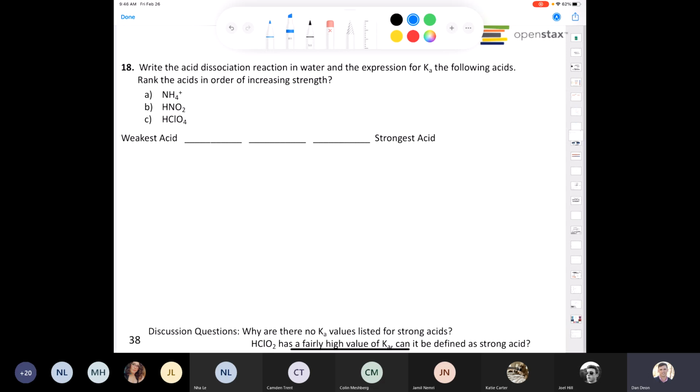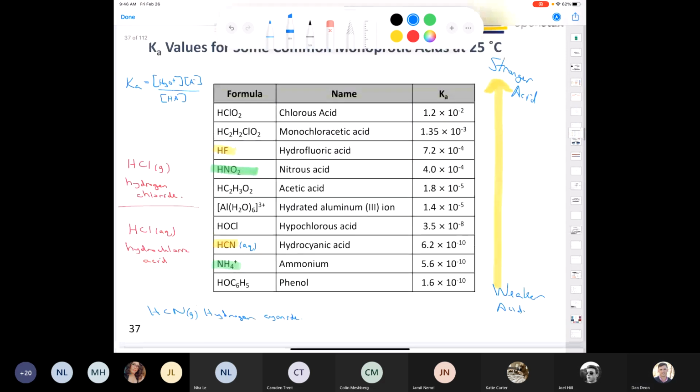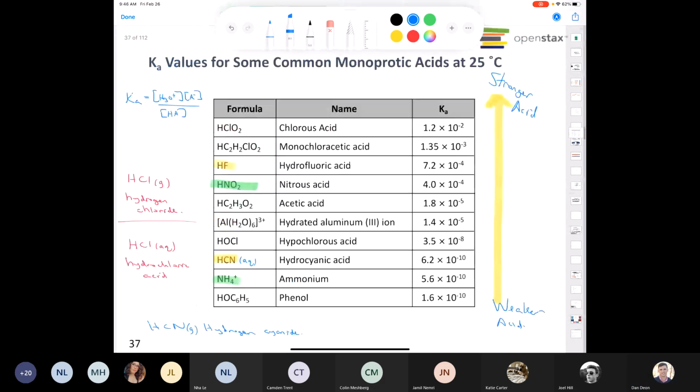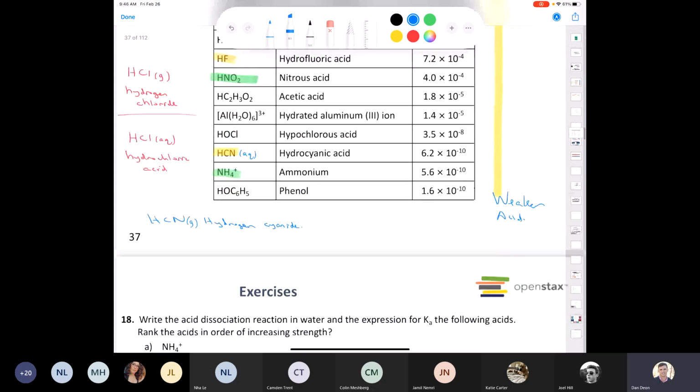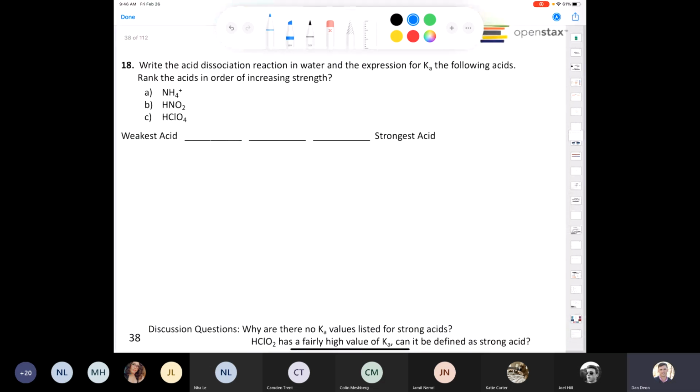So for the ammonium ion, we have a Ka, which is equal to, what was it again? 5.6 times 10 to the negative 10. Then for the nitrous acid, we had a Ka which is equal to 4.0 times 10 to the negative 4. Okay, could anybody tell me which one of these three is the strongest acid?